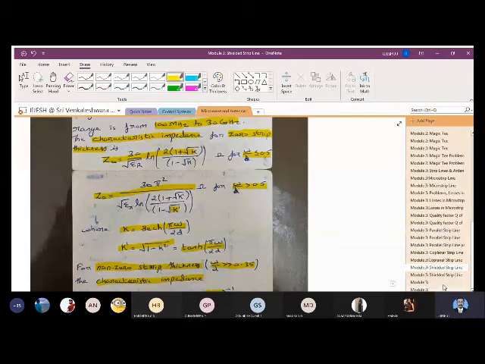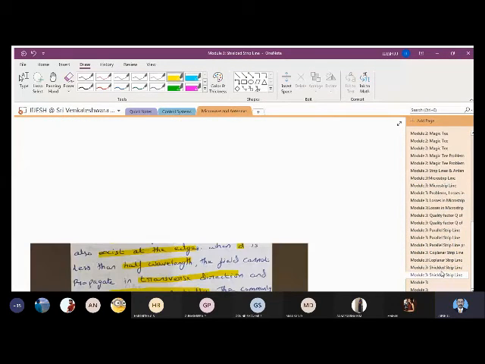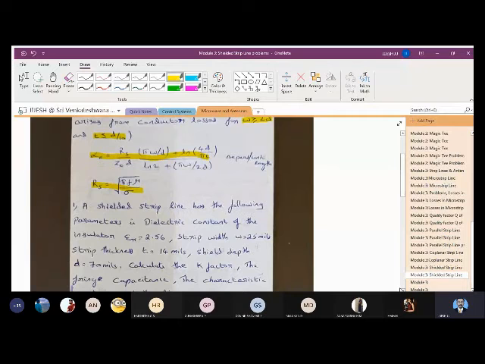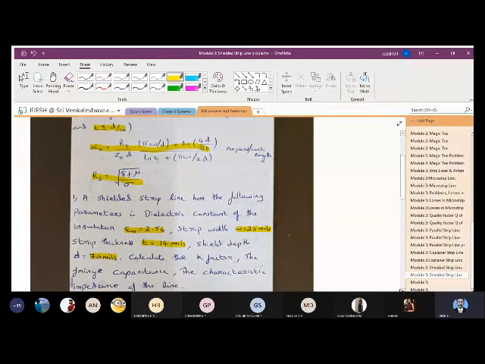So the question is to find the characteristic impedance. The shielded strip line has the following parameters: the dielectric constant epsilon r is 2.56, width is 25 mils, T is 114 mils, and D is 70 mils. Since everything is in mils, there is no need to worry about conversion.